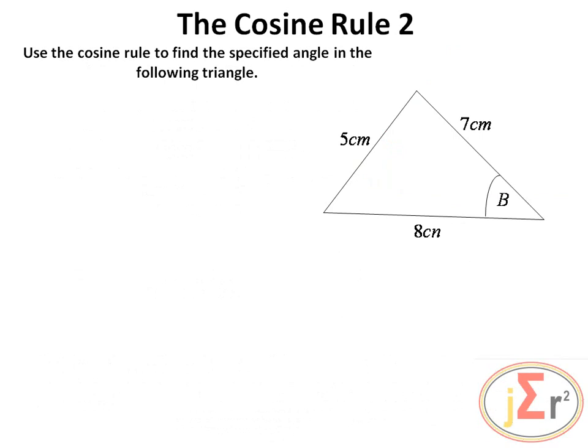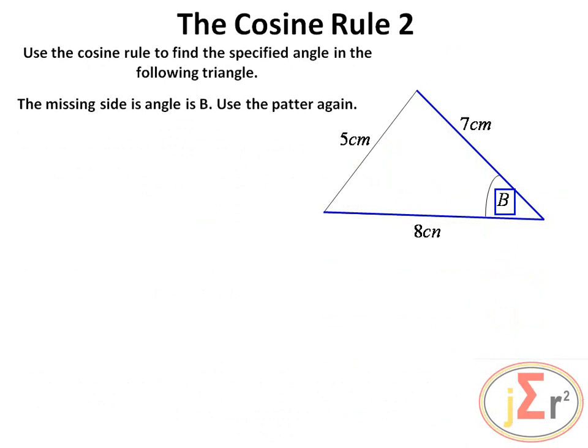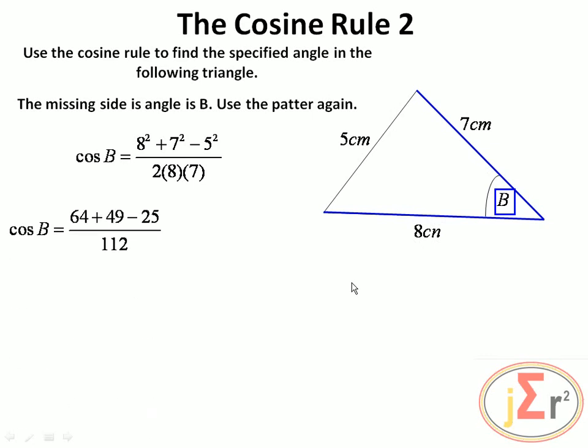Use the cosine rule to find the specified angle again, and that time the angle is B. And of course it's the same triangle that we are looking at. That one. So we know what to do. Cosine of B is going to be equal to what? Square the two sides that form the angle. 7 squared plus 8 squared. Subtract the one that is not a part of the angle. 5 squared over 2 times the product of the two sides that form the angle. It's as easy as that. So that's what we get.